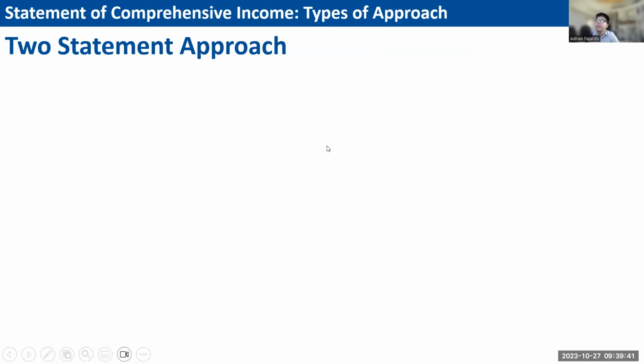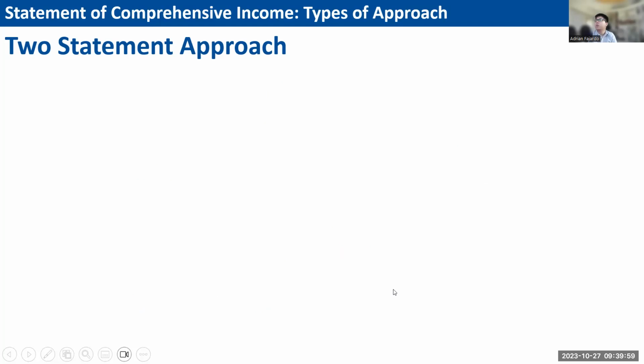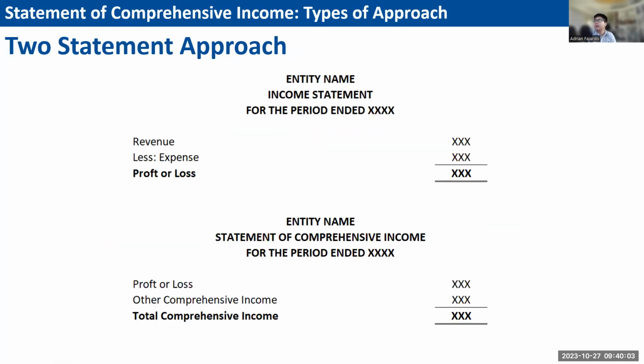On the other hand, for the two-statement approach, dalawa yung statements: income statement and statement of comprehensive income. So, revenue minus expenses, profit and loss, yun lang yung ibibigay ng income statement. And then, profit and loss and other comprehensive income, total comprehensive income. So, one statement, and then binasag mo lang to make it two statements.